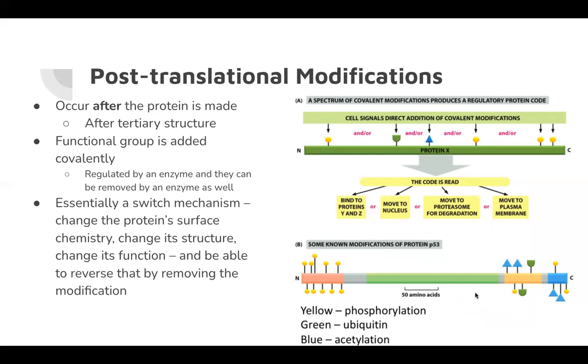An example would be that kinase is an enzyme that can phosphorylate substrates, and to reverse it, you can use phosphatase to dephosphorylate something. Essentially, it's a switch mechanism where you change the protein surface by adding these functional groups, and by changing the surface chemistry, you change its structure, which again changes its function, and thus what the protein can or can't do. And again, it is reversible by removing that modification. On the side, the picture shows that yellow is phosphorylation, green is ubiquitination, and the little blue triangles are acetylation.